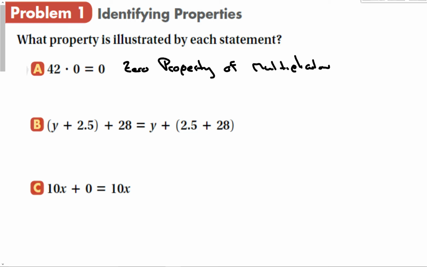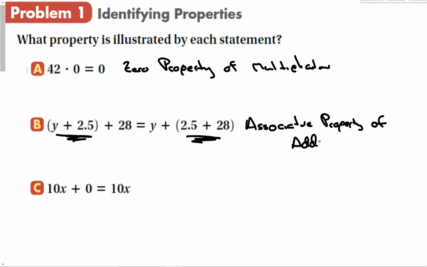Okay? So the next one, I'm looking inside the parentheses and I see y plus 2.5 there. I see 2.5 plus 28 there. So this is going to be the associative property of, well, what are we doing in here? So this is going to be addition.